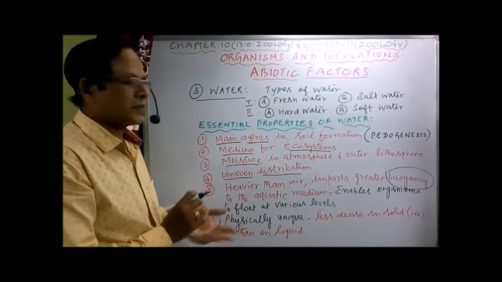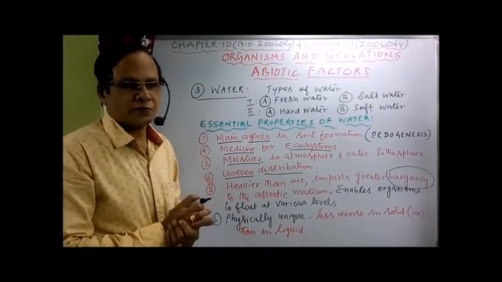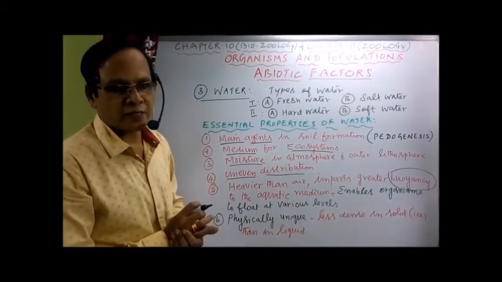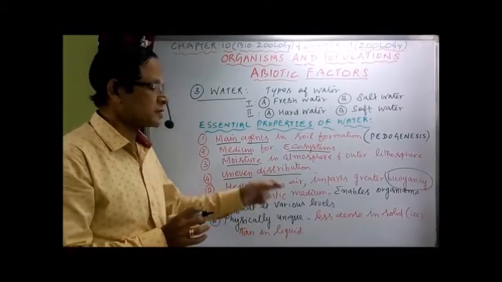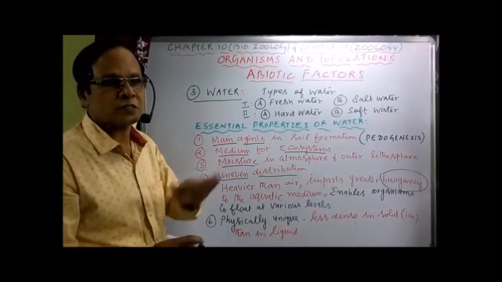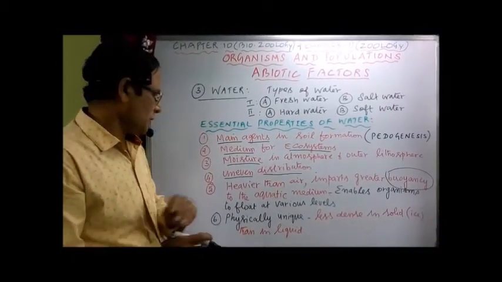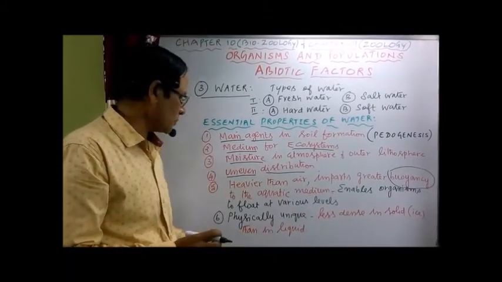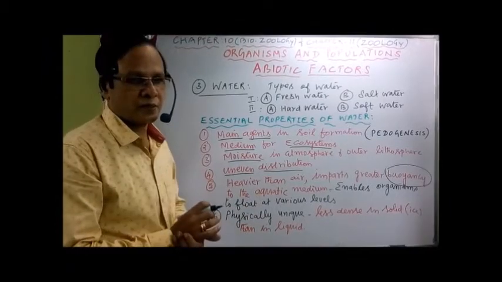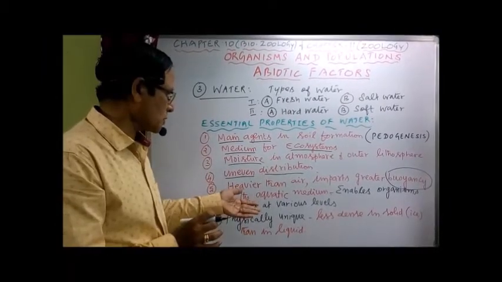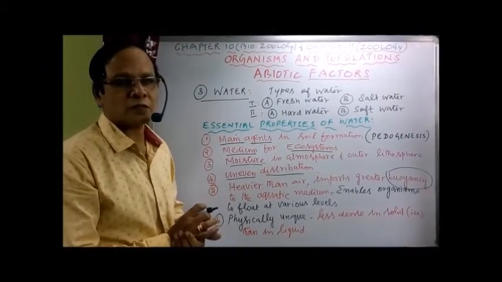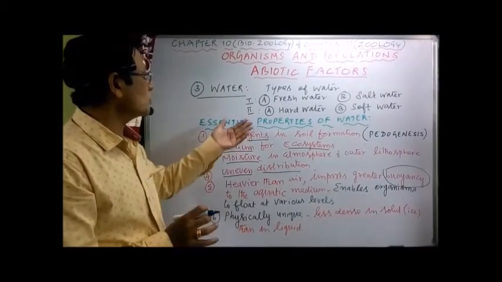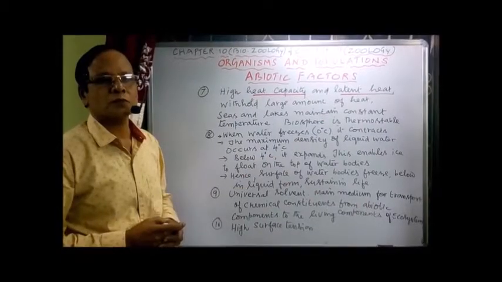Then, physically, water is unique in nature because it is less dense in the solid medium, that is ice, than in the liquid medium. That's why ice is floating. This is because of the lower density. So it is a physical property, less dense in the solid state than in the liquid state. Now we have to go to more properties of water.